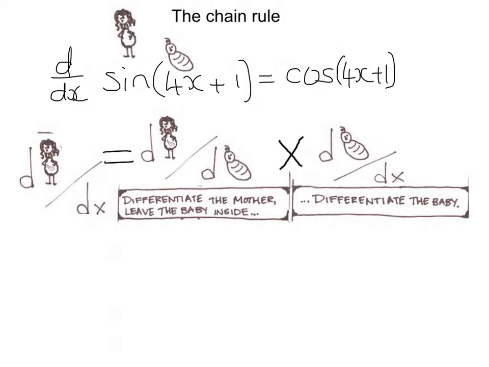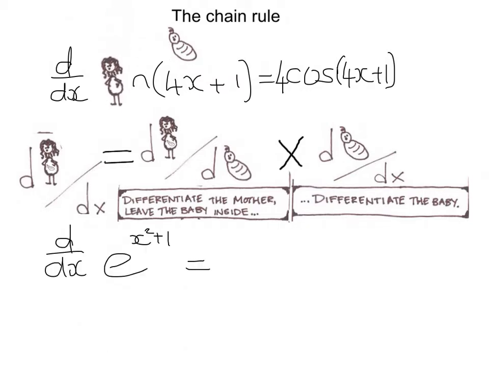Now we multiply by the derivative of the baby with respect to x. Now the baby is 4x plus 1, so the derivative is 4. So we multiply this by 4, and that's your derivative. Let's try this one. e to the x squared plus 1.